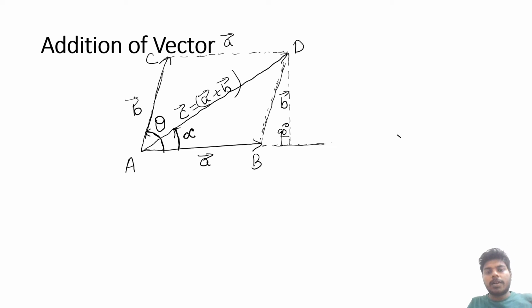Okay, now we will derive the formula. Actually, what we want to calculate is the magnitude of the C vector as well as the direction of the C vector with respect to the A vector.